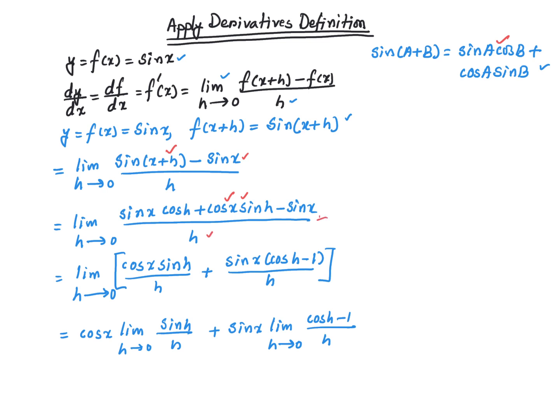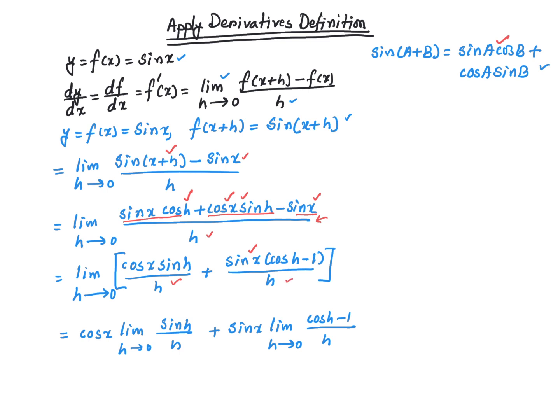Now I take this term and break it down into two. The first one is this. So I write cosine of x times sine of h divided by h. And then between this one and this one, sine of x is common. So I factored out sine of x. Then I'm left with cosine of h from here and 1 from there. So it's going to be cosine of h minus 1, and all of it divided by h.